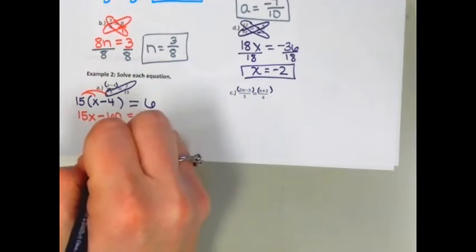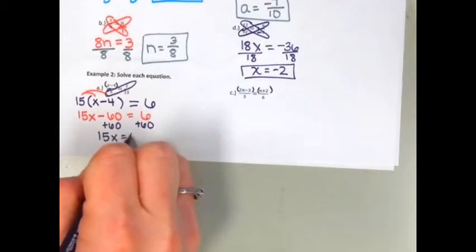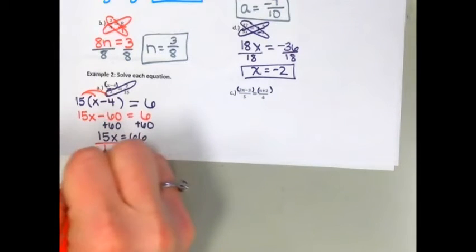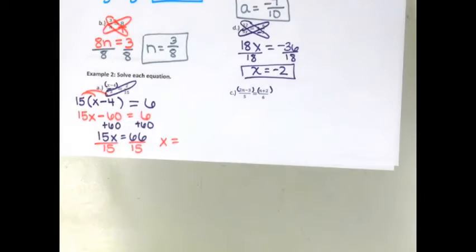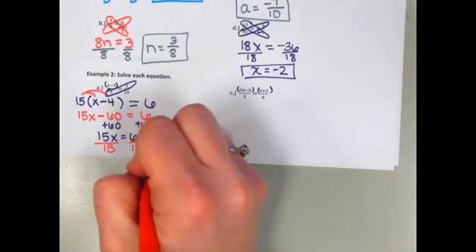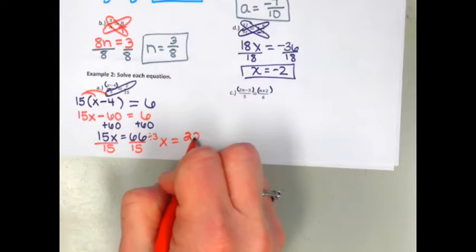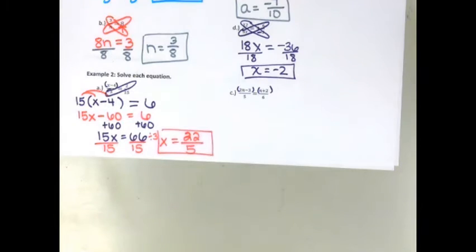Add 60. So we get 15x equals 66. And then what? Divide by 15. Now, can I divide 66 by 15? No, but can I simplify it? Yeah, what can go into 66 and 15? 3. And I get what? 22 over 5. Almost put 33. Whew. All right.